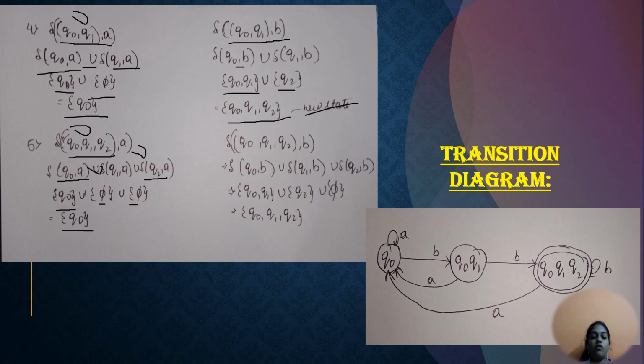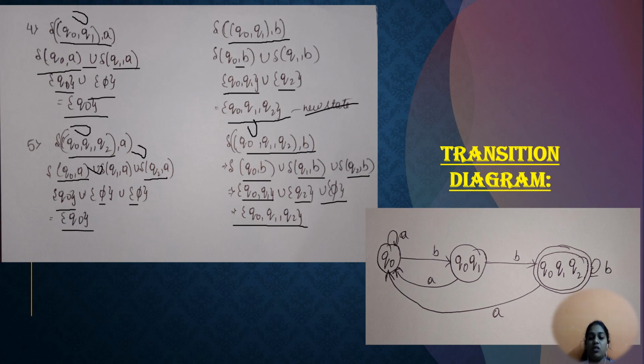For the transition of Q0 Q1 Q2 on B, we take the union of these three states: Q0 on B, Q1 on B, and Q2 on B. We get Q0 Q1 from Q0 on B, Q2 from Q1 on B, and null from Q2 on B. So we get the final state as Q0 Q1 Q2.